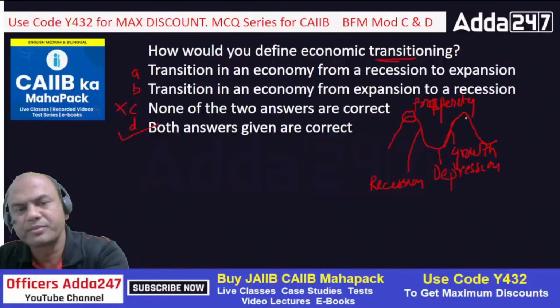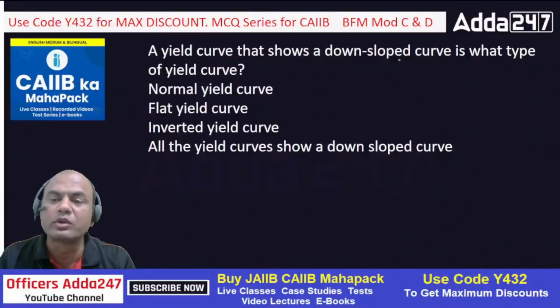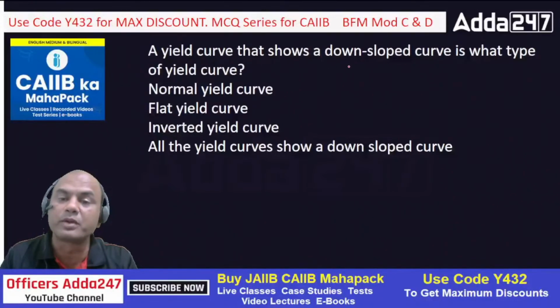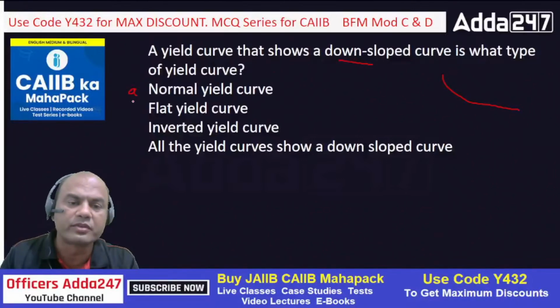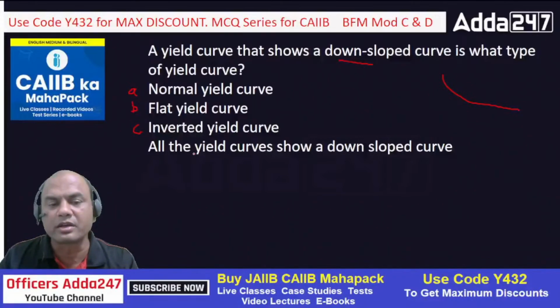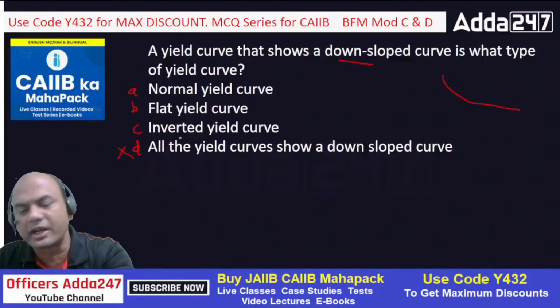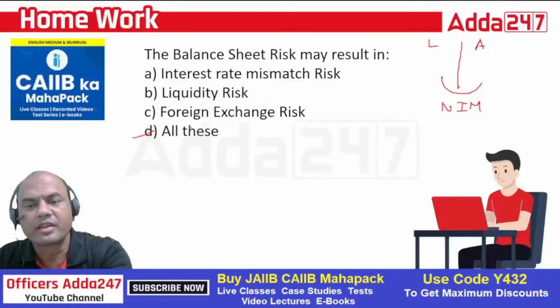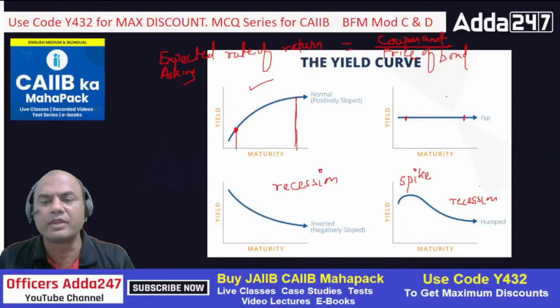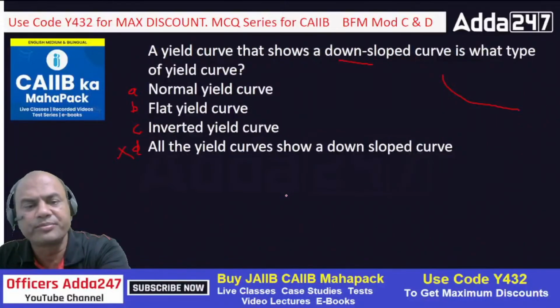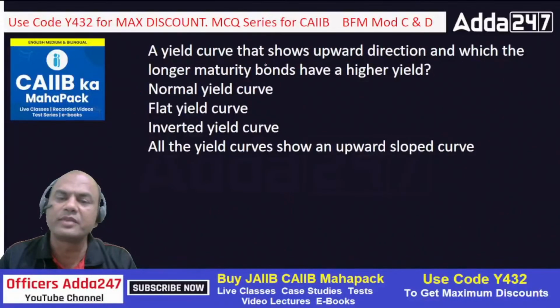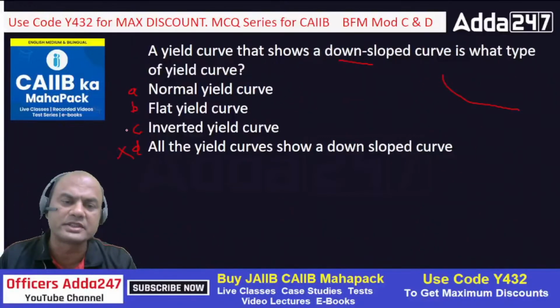A yield curve that shows a down-sloped curve is what type of yield curve? Down-slope means like this. Normal yield curve, flat yield curve, inverted yield curve, all yield curves show down-sloped curve. Do all the curves show this? No, D is out. Normal, flat, inverted. Which one is the answer? What did I say? Three are generally asked in the exam. So it is the yield curve that shows downward. This is inverted.